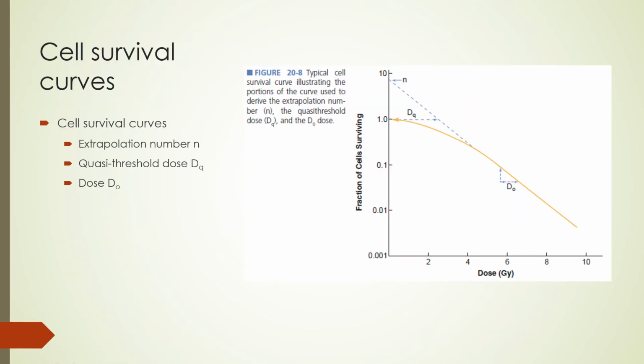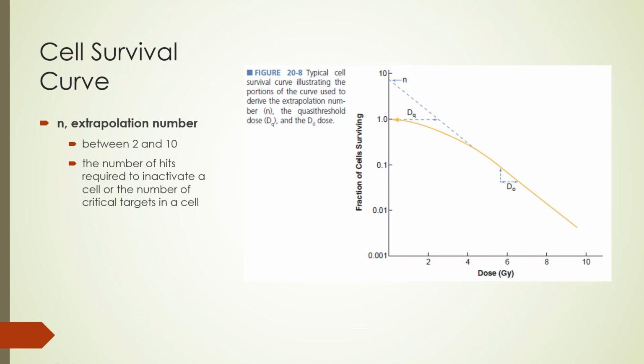The graph on this slide is a typical cell survival curve. Note that the horizontal axis is dose on a linear scale and the vertical axis is the surviving cell fraction on a logarithmic scale. The general shape of a cell survival curve starts with a cell fraction of 1 at 0 dose. The line curves at low doses, then forms a straight portion at high doses. Three different parameters are demonstrated on this curve: the extrapolation number n, the D0 dose, and the quasi-threshold dose Dq. Let's discuss what each of these parameters represents.